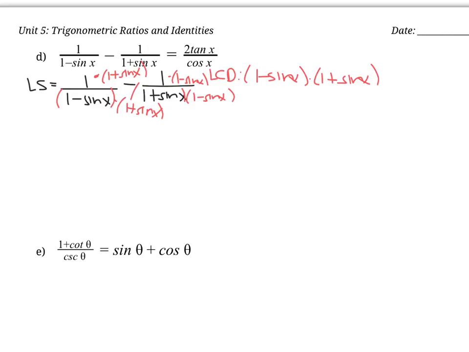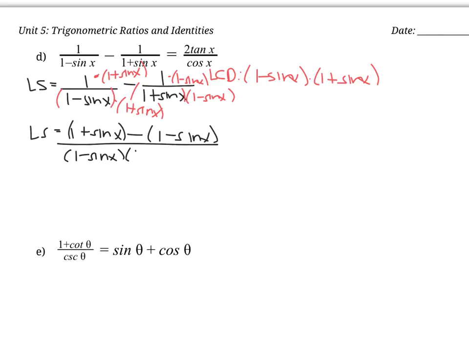What would result is we'd have a numerator. Our numerators, we would be subtracting them. So our first numerator is 1 plus sine x. Our second numerator, we'd be subtracting it, is going to be 1 minus sine x. All I'm doing to get that is just distributing the 1 inside the bracket. We've got a negative in between. And our new denominator is going to be 1 minus sine x times 1 plus sine x.